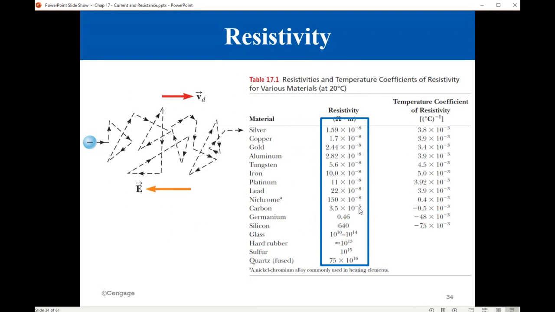We move on to learn about resistivity. Resistivity is an intrinsic property for all conductors. Each element has its own resistivity. You see here for silver, for copper, for gold. It is of the order of 10 to the minus 8, and the unit for resistivity is ohm meter. Resistivity depends on temperature. It changes as the temperature changes because the number of collisions between the electrons changes, because the electron gets more kinetic energy when you heat the conductor.